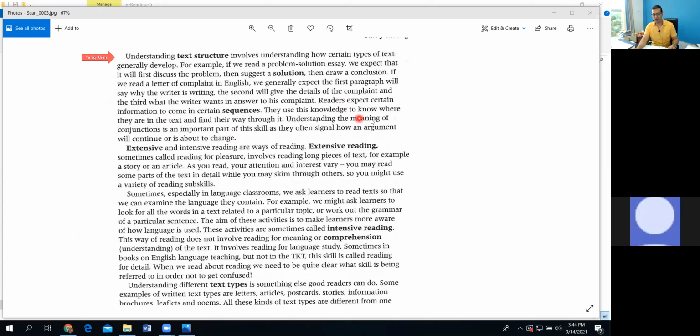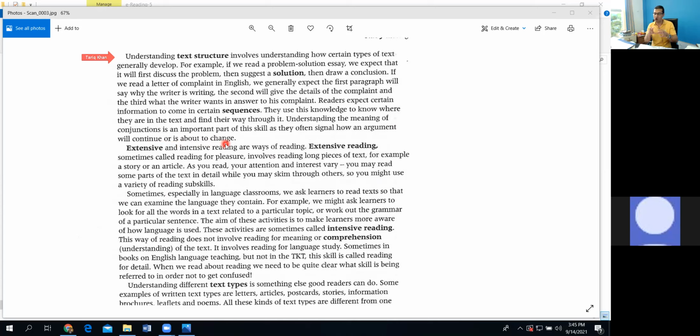They use this knowledge to know where they are in the text and find their way through it. Understanding the meaning of conjunctions is an important part of this skill, as they often signal how an argument will continue or is about to change. Conjunctions have an important role in understanding the text structure. Why? Because you are connecting one sentence with another with a conjunction. And when it comes to 'although', we understand, okay, what's going on. Or if it comes 'on the other hand', so we know that, okay, now a different point of view is being given.